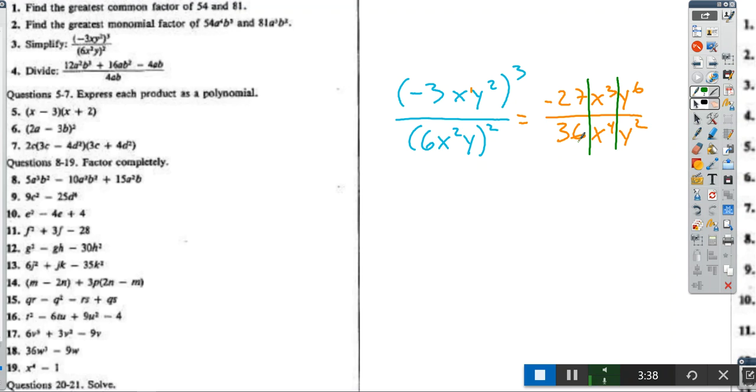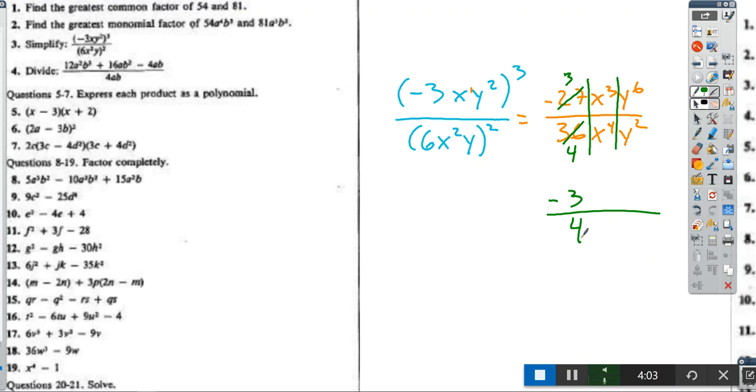So what goes into negative 27 and 36? Well, let's see. 9, right? Because 9 goes into 27 3 times. 9 goes into 36 4 times. So we divide this by 9, we get 3. Divide this by 9, we get 4. So we have negative 3 over 4. And my answer is going to be a fraction.